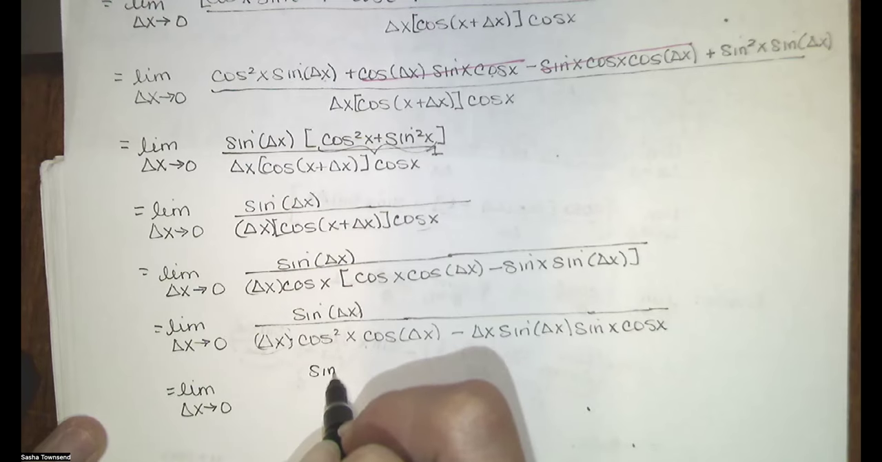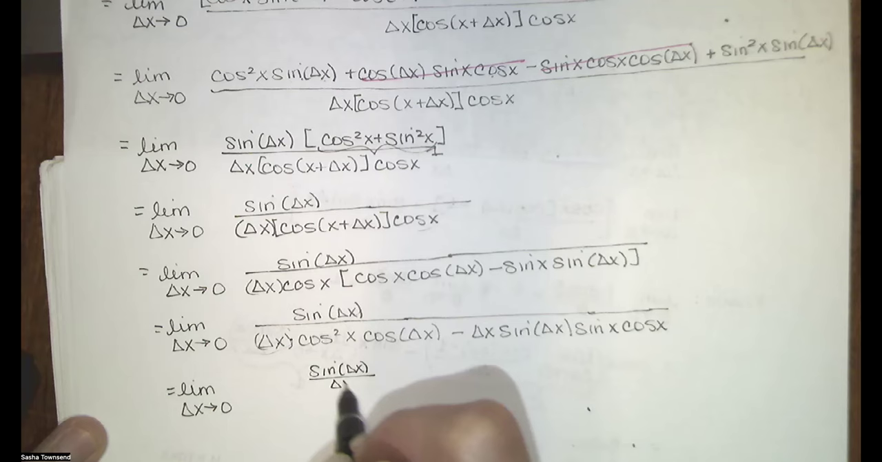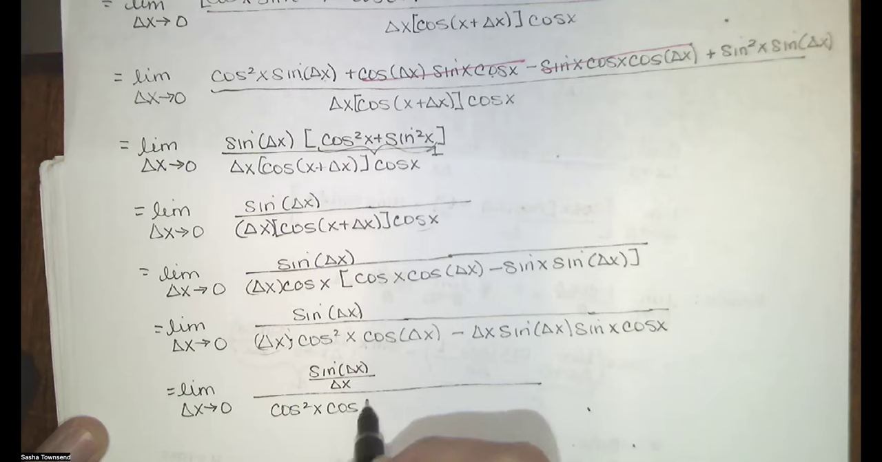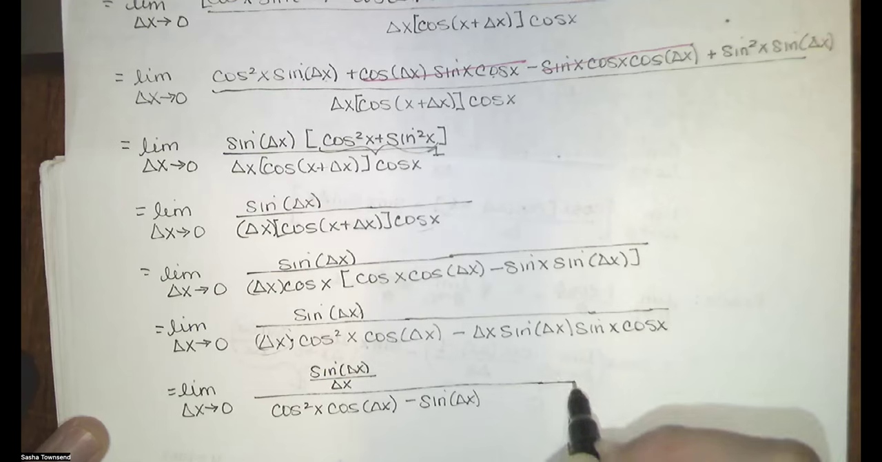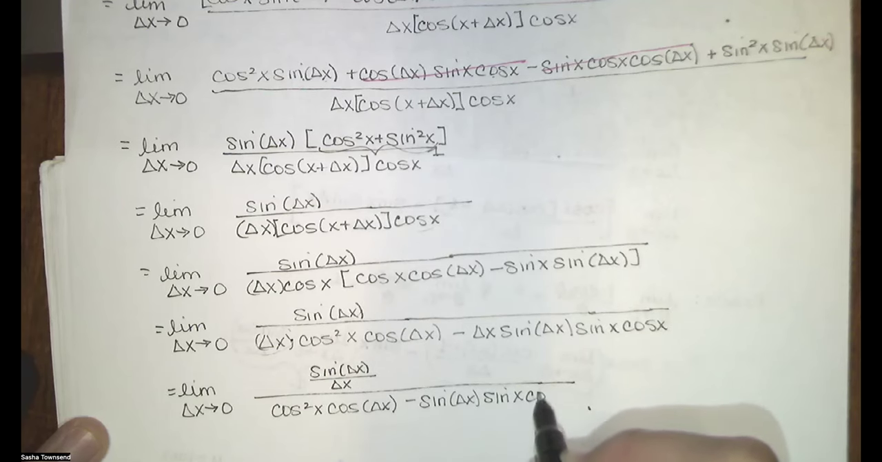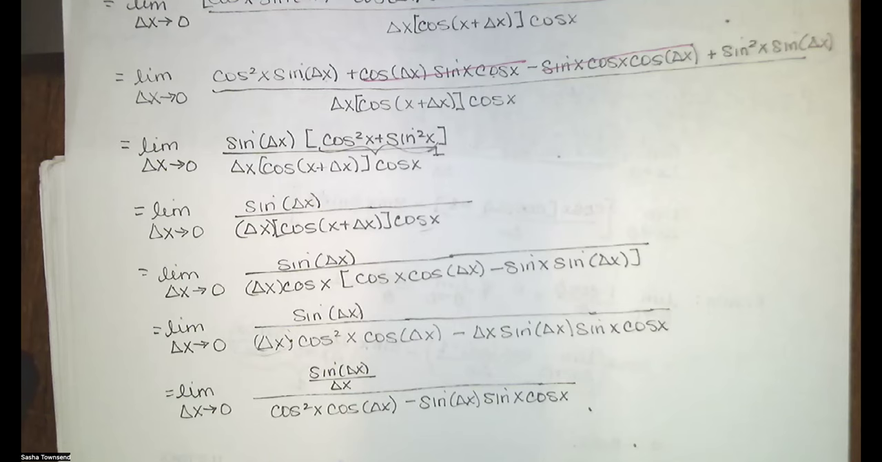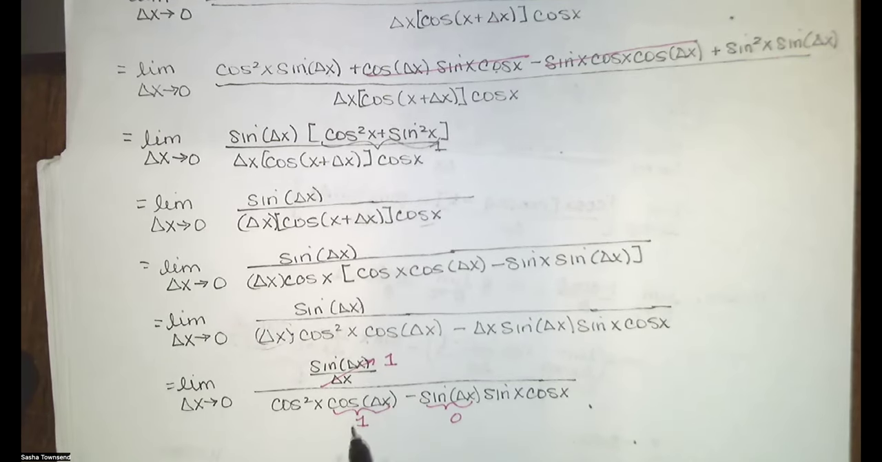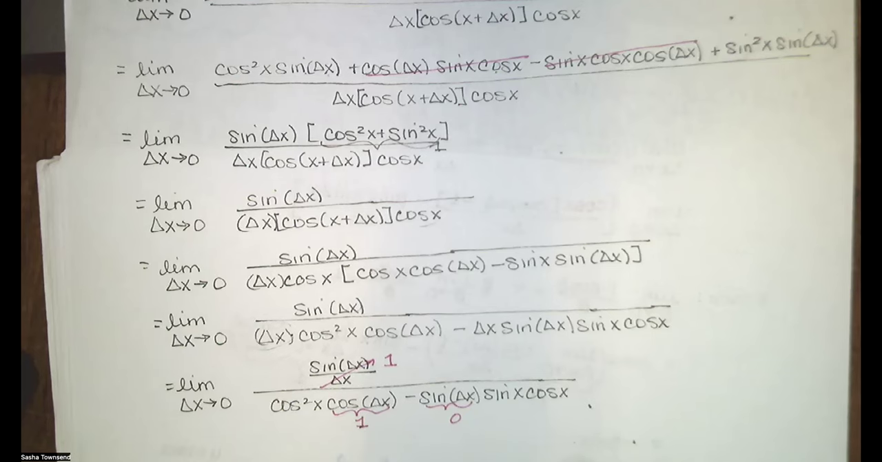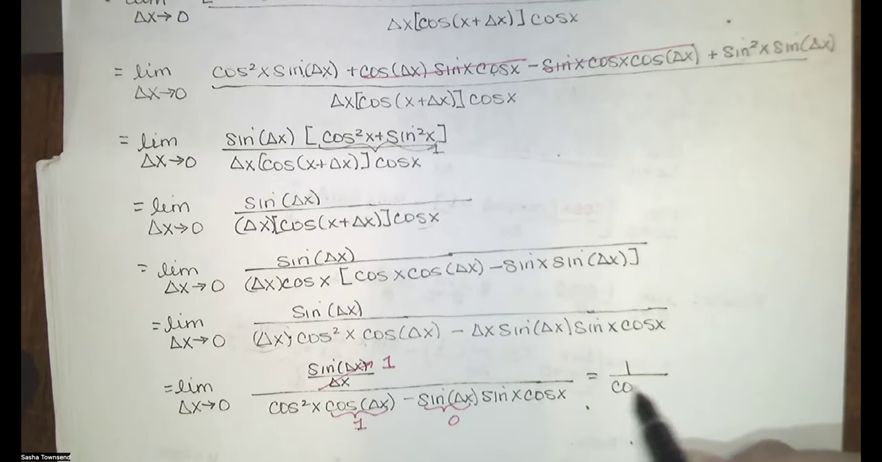This is sine of delta x divided by delta x, all divided by cosine squared x times cosine of delta x minus sine of delta x times sine of x times cosine of x. And this approaches 1. This approaches 1. This approaches 0. So what we end up with is 1 divided by cosine squared x times 1 minus 0. So we end up with 1 over cosine squared x.